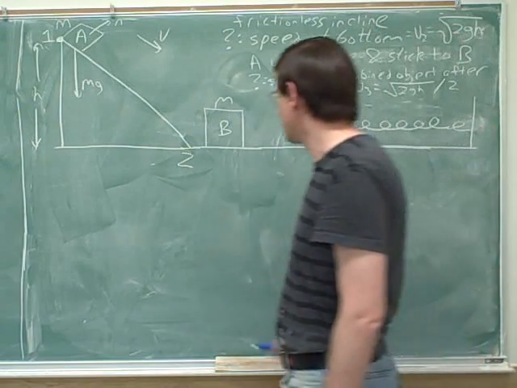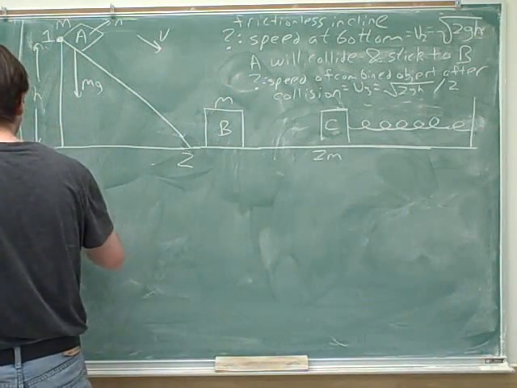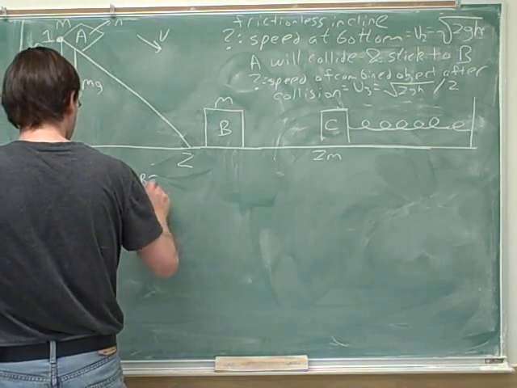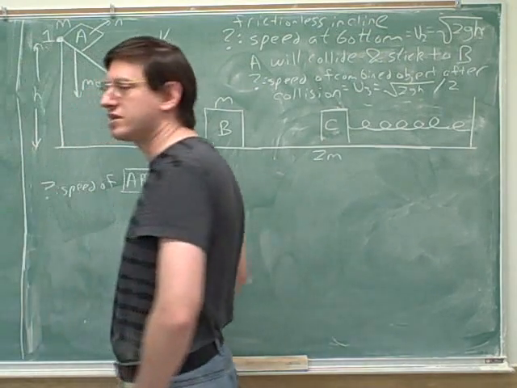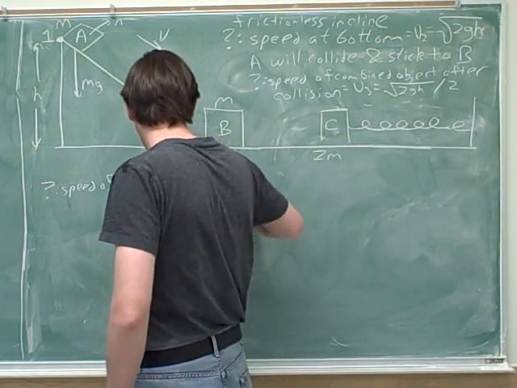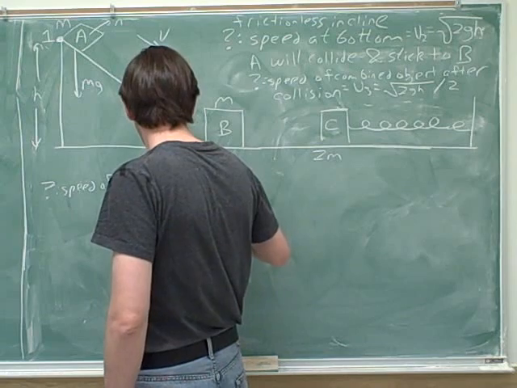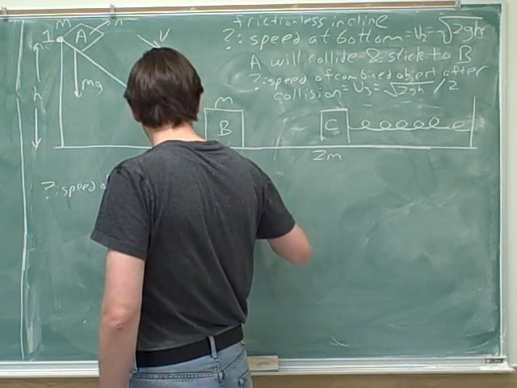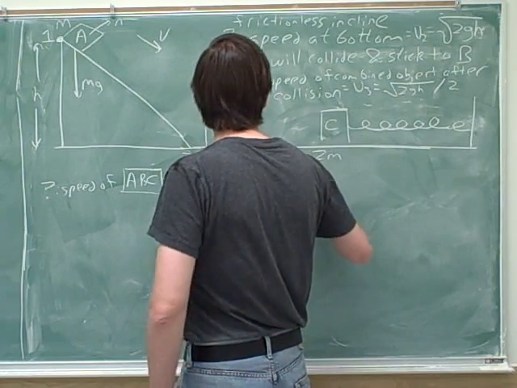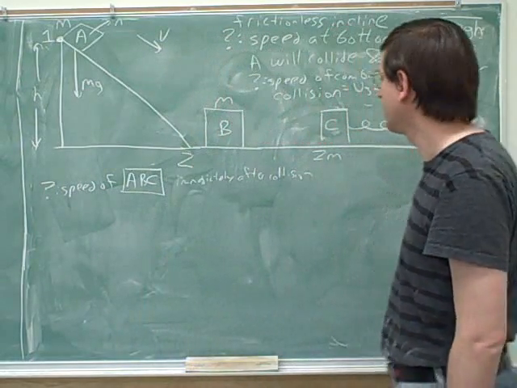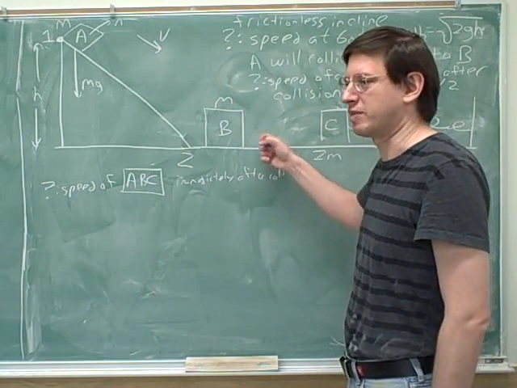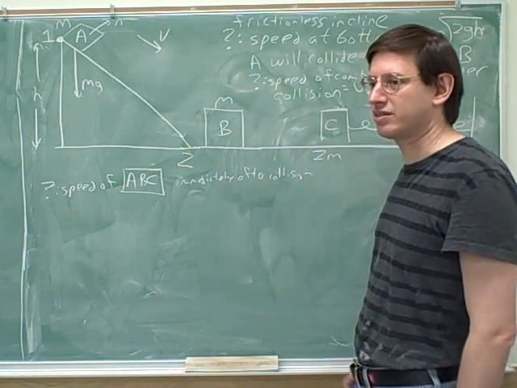So the new question is, the speed of the ABC object immediately after the collision. And we'll keep assuming there's no friction on the surface. So there's not going to be any friction here that slows things down.